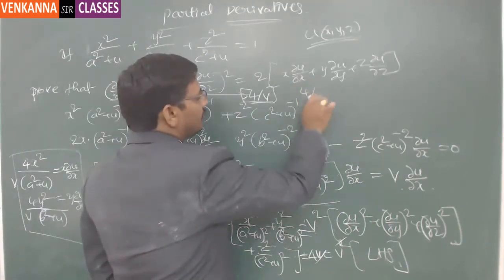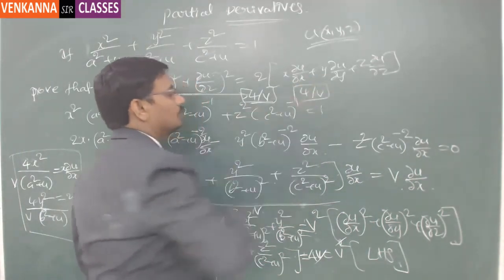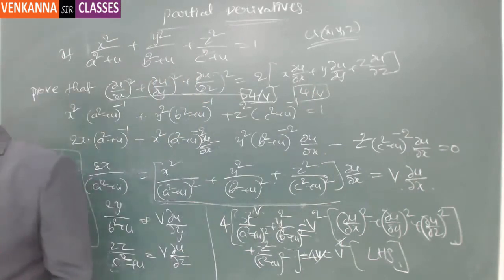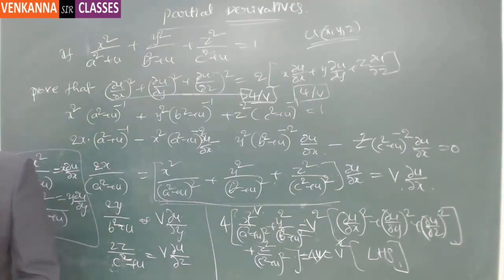So this is what we need to prove. So LHS is equal to RHS. Clear? Understood or not?